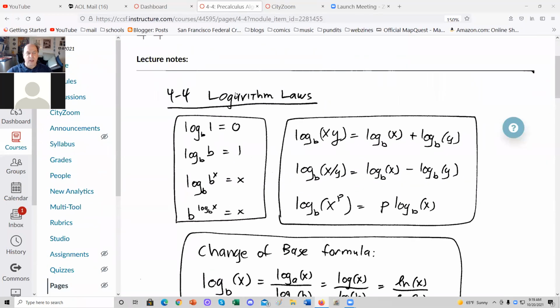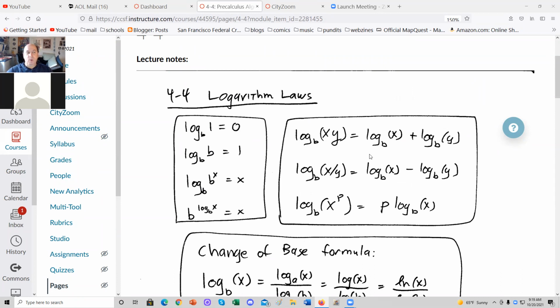Logarithm has laws that are dual to the laws of exponents. For example, b to the 0 is 1, so log base b of 1 is 0. B to the first is b, so log base b of b is 1. And logarithm and exponential base b cancel here and here.